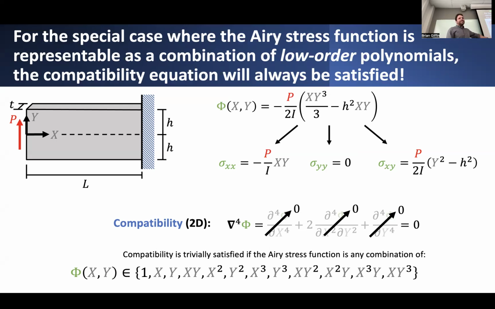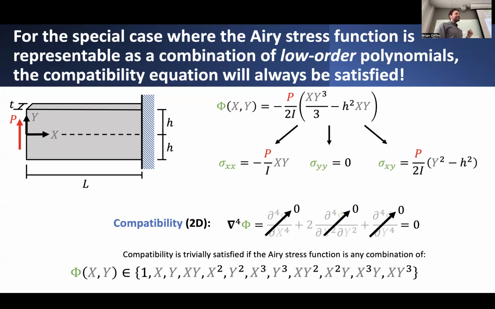And in fact, any Airy stress function constructed from some combination of polynomials that look like those shown at the bottom of the screen here, if you pose the Airy stress function to be some combination of those polynomials, then you'll always get compatibility satisfied for free. So kind of a convenient thing there.